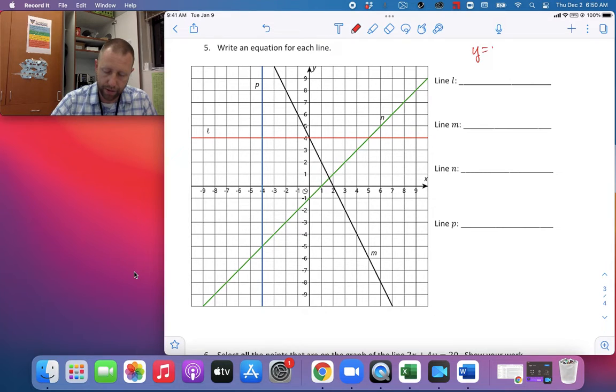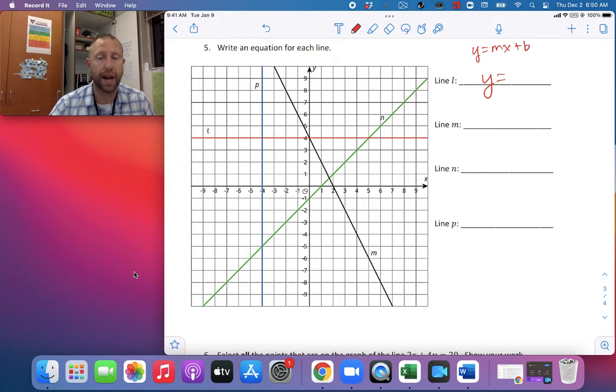My equation should be y equals mx plus b because I'm getting it from this graph, so I'll be able to find the slope and I'll be able to see where the y-intercept is. Line L is this line right here. Okay, it's that horizontal line. Now, a horizontal line only crosses the y-axis. A horizontal line doesn't ever touch the x-axis. So your equation should just have a y in it.